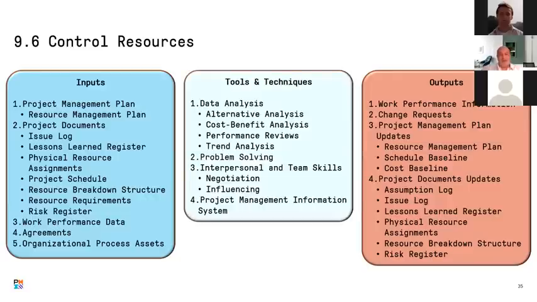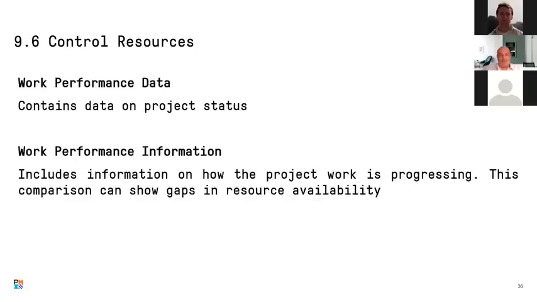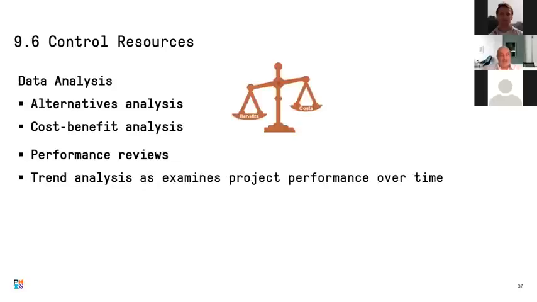The tools and techniques that we are having are alternative analysis, the cost-benefit analysis, performance review, and trend analysis. We'll talk about this in a minute. And the problem solving. The other interpersonal skills we talked about, like the negotiation and the influencing, and of course the project management information system as a general tool and technique in managing our resources. So work performance data is the input. Usually you will have the work performance information as the output. And here are some of the tools and techniques we just mentioned.